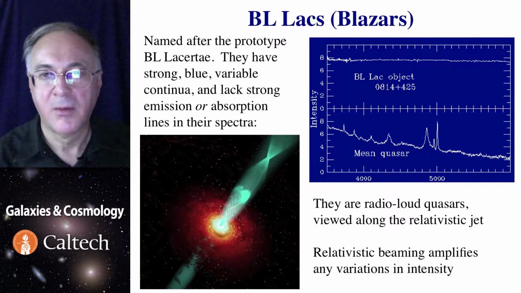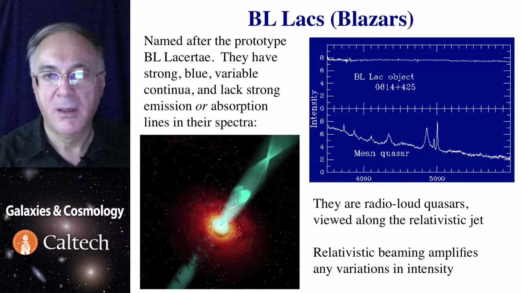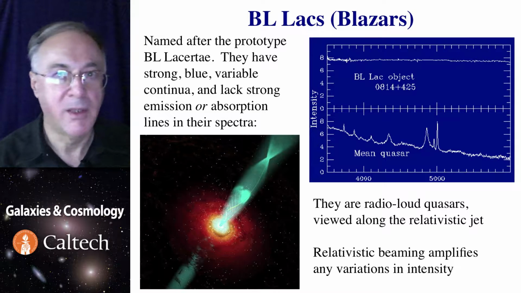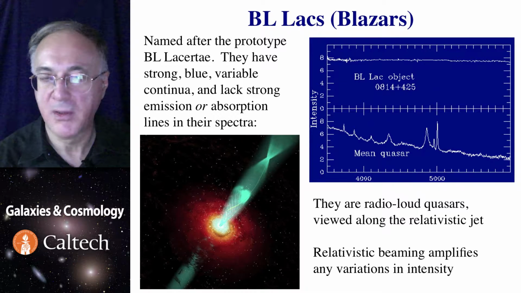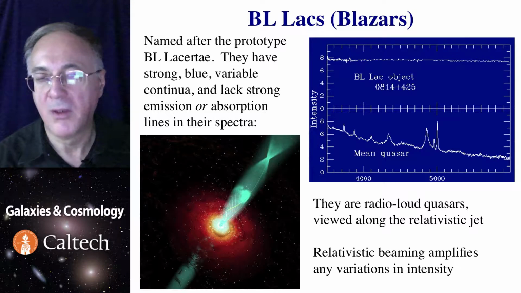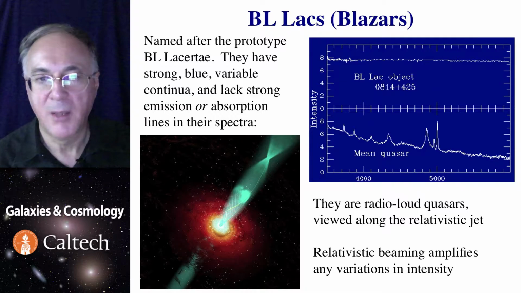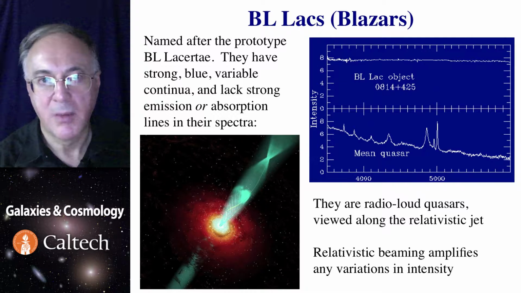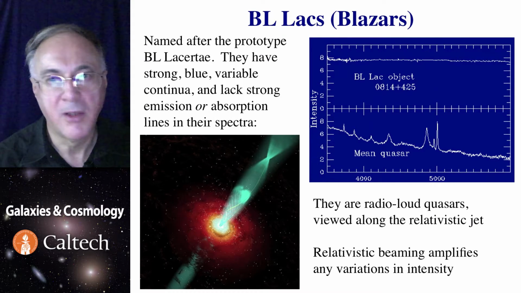BL Lacs, or blazars, are a subtype of radio-loud quasars. BL Lac is a name for a variable star. In fact, quasars, or other blazars, have been spotted in the 1920s, and they were given names of variable stars because nobody knew that they were a new phenomenon of nature. There's about a dozen of them that have variable star names. But BL Lacertae is the prototype, and so the whole subclass is now called blazars, which is BL Lac and quasar.